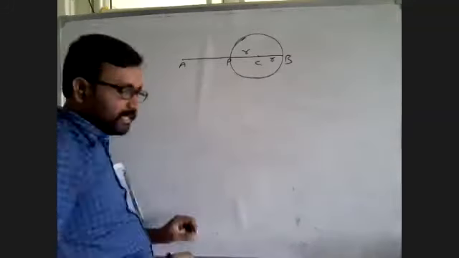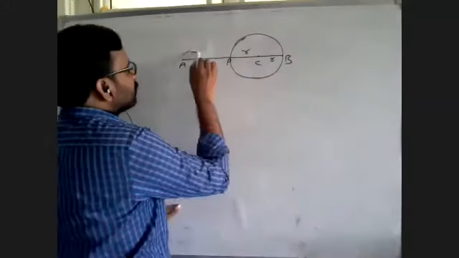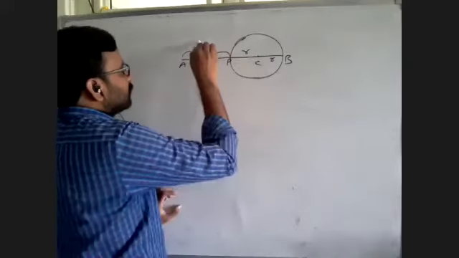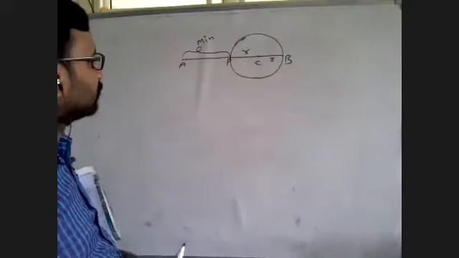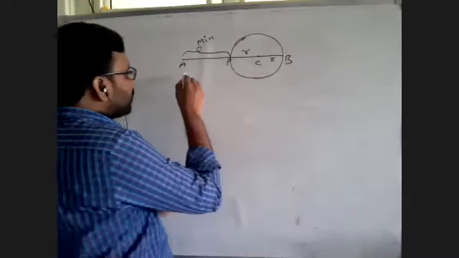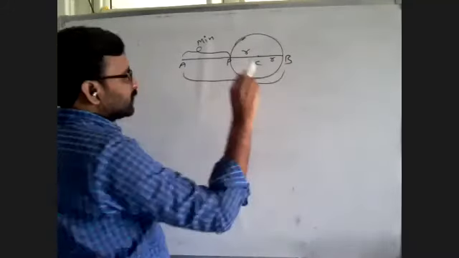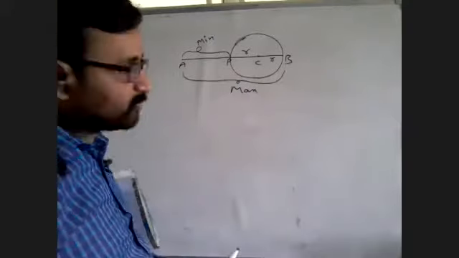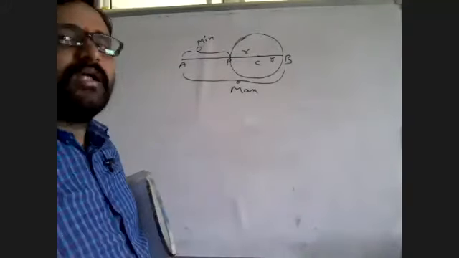I'm joining AP. Now see, this is the minimum distance. The minimum distance from a point to the circle is what? AP. And the maximum distance is what? This is the maximum distance. The maximum distance from a point to the circle is AB.